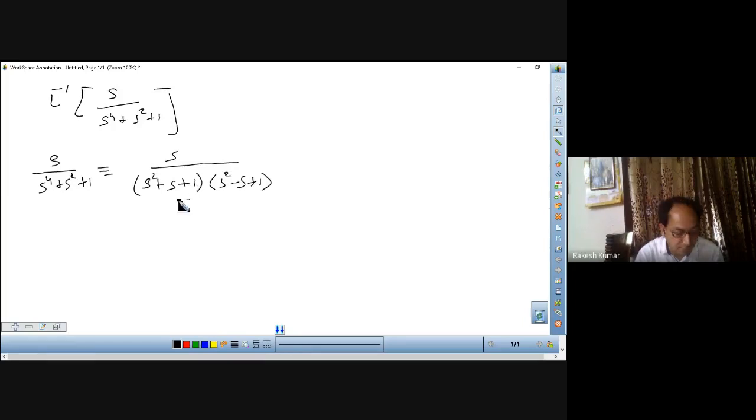So this type of function we are getting now by applying the partial fraction, because there are two quadratic functions in the denominator and a polynomial in terms of s in the numerator. Then that can be written as (as + b) divided by (s square + s + 1), and similarly the second function is (cs + d) divided by (s square minus s plus 1).